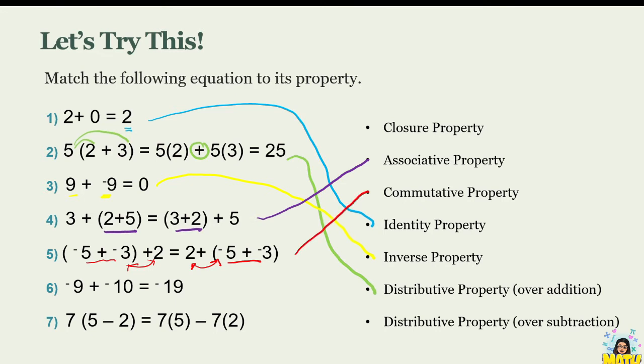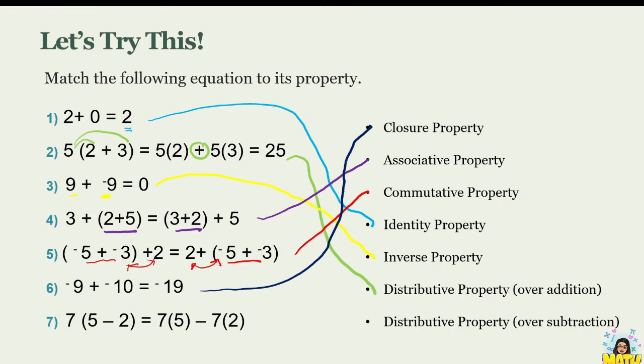Next one, we have negative 9 plus negative 10, and the answer is negative 19, which is also an integer. This one is closure property because the answer remains to be an integer.